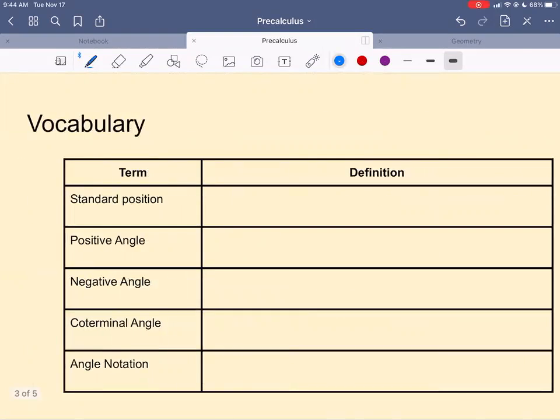Now, we have some vocabulary that we want to talk about with our angles. All right, so our first term is called standard position. Now, what that's going to mean is when the vertex of our angle is the origin, and the initial side is the x-axis, the positive x-axis.